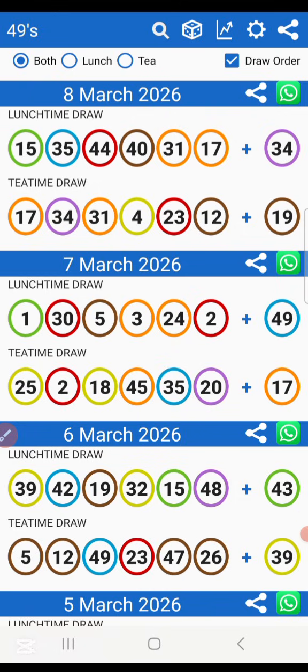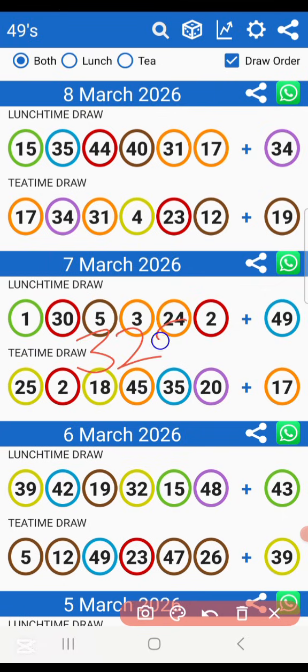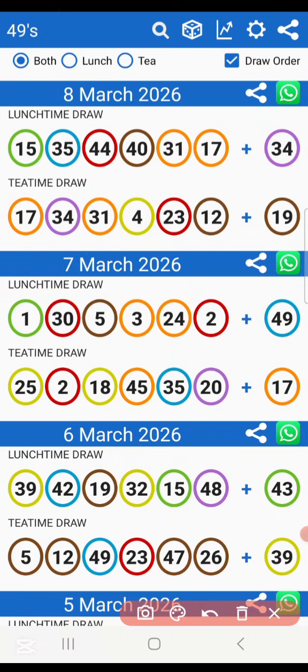If you say 17 plus 34 plus 12 plus 19, you get 82. Then you say 82 multiplied by 4. Let's do that now. You're going to get a total of 328. Now if you focus on the first two digits, you get a 32. That can be spun into a 23. And you get a 28 if you focus on the last two digits. So we have our first set of bankers for today's UK49 lunchtime draw.